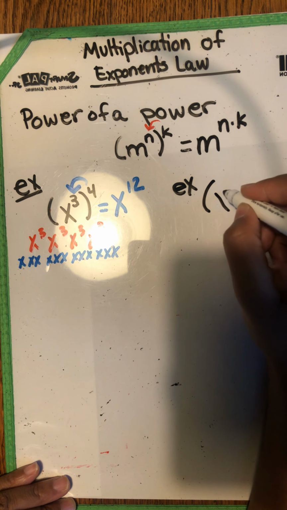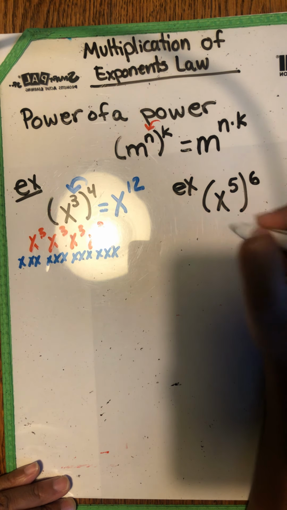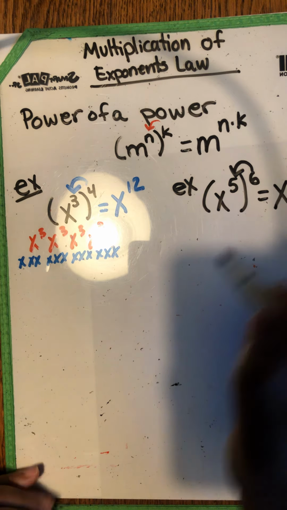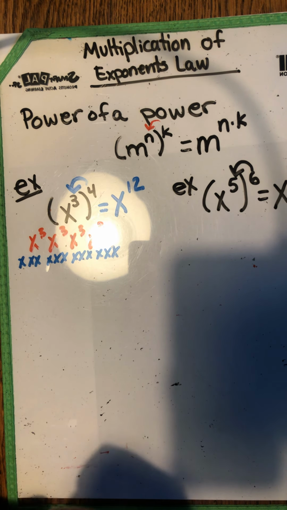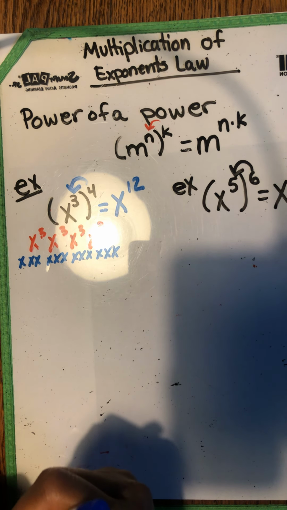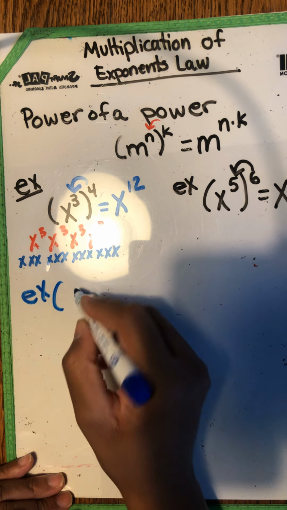Exponent, so I have x to the 5th, to the, let's say, 6th. Well, I don't have time to write these all out, so I'm going to do exponent times exponent, 30. Imagine having to write out 30 x's and hoping that you don't accidentally make a mistake with your counting or your writing. We definitely don't have time for that. So exponent, doesn't matter what letter you use.